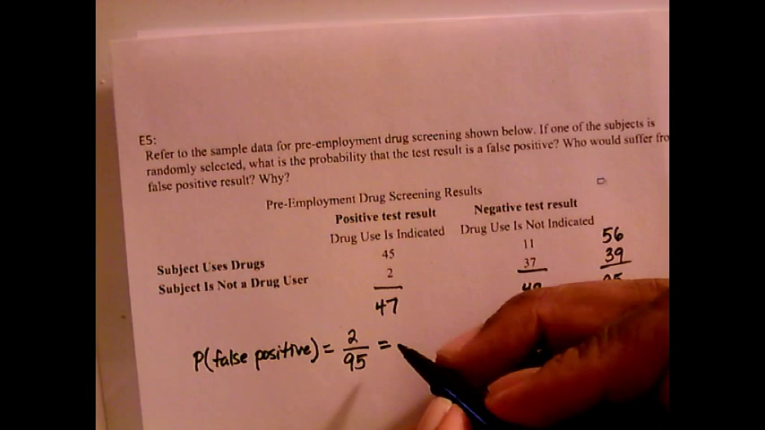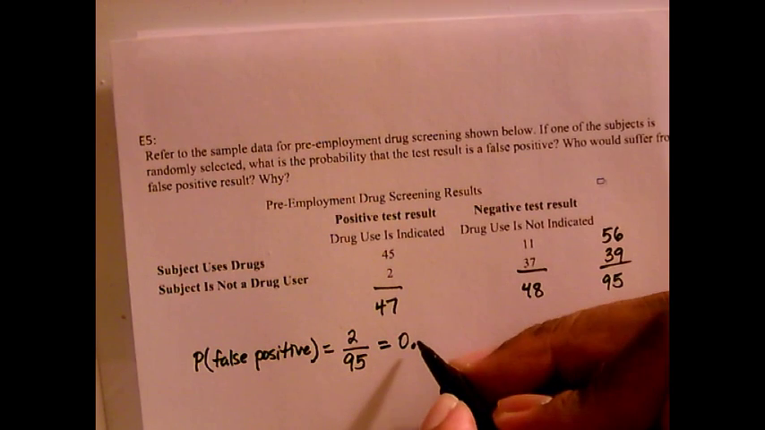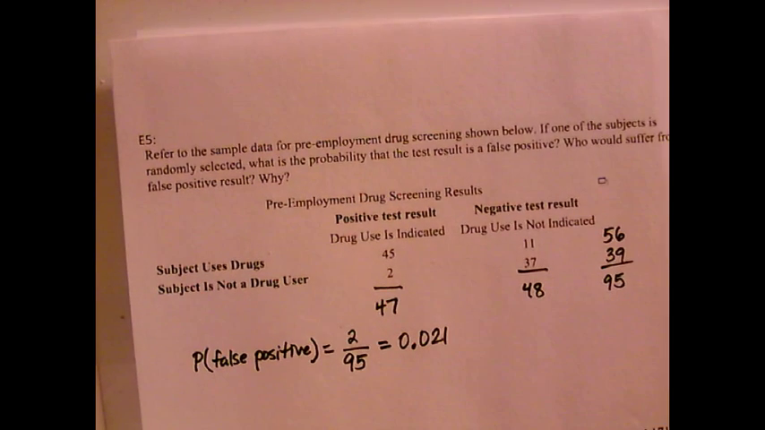Now, with probabilities, we're going to round to 3 decimal places. So it'll be 0.021. Now, in the homework, they do ask you to round to a certain number of decimal places, usually to 3 decimal places when we're dealing with probabilities here. So that probability here will be 0.021.